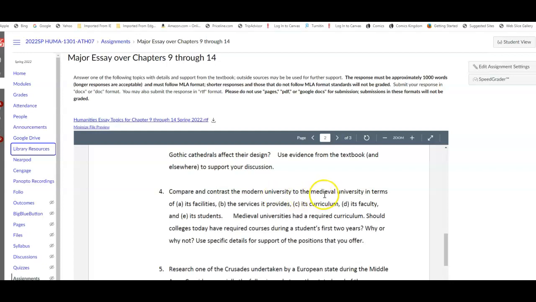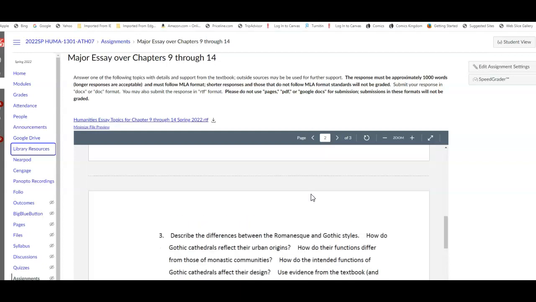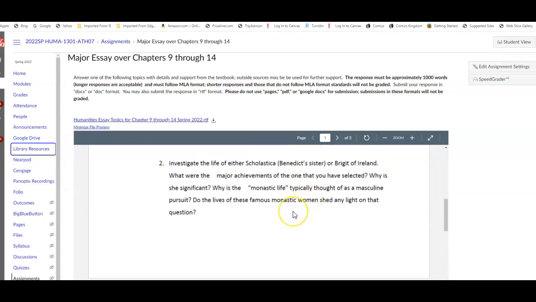You can go back and look at some of the details in the book, comparing Romanesque architectural style and Gothic architectural style. And the idea of looking at Scholastica or Bridget. Again, we don't have much in our textbook. You have a sentence over Scholastica and about 2 sentences over Bridget. So you have to, I thought, out of these figures or more.